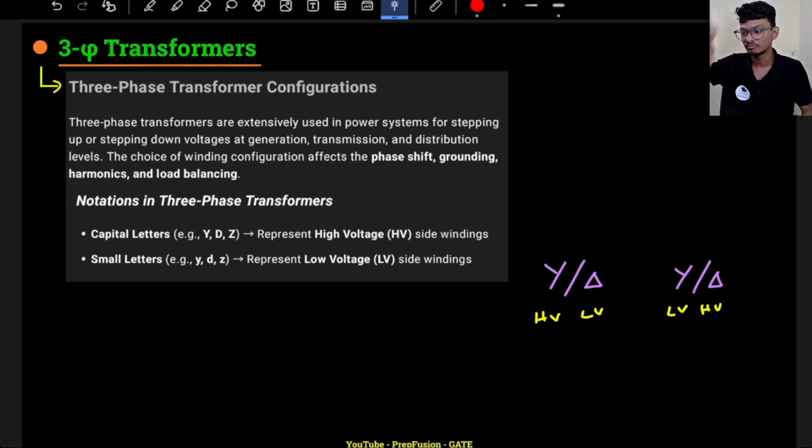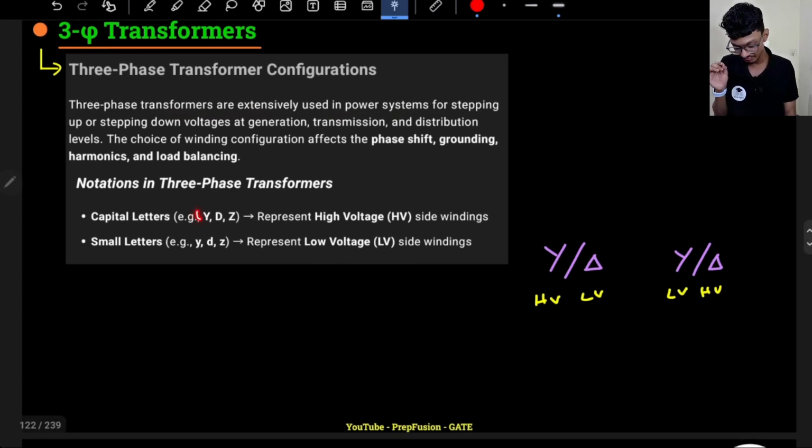If the high voltage winding is star, low voltage winding is delta. If the high voltage winding is delta, low voltage winding is star. Every single thing will be decoded crystal clearly. Three phase transformers are extremely used in all these areas. So first we will discuss a few notations of three phase transformers. So what are the notations?